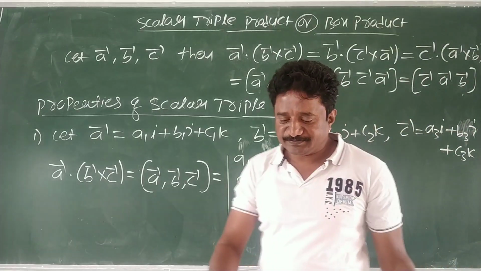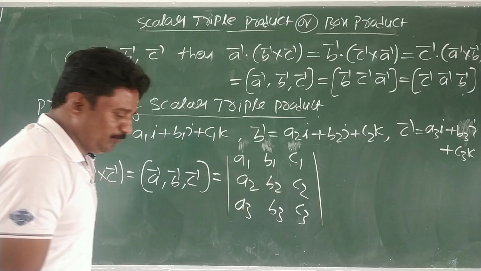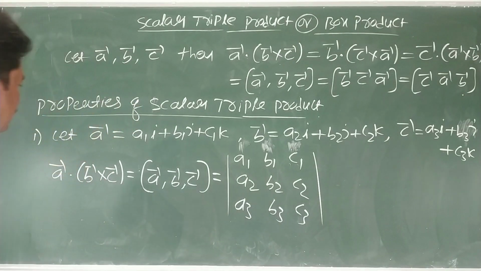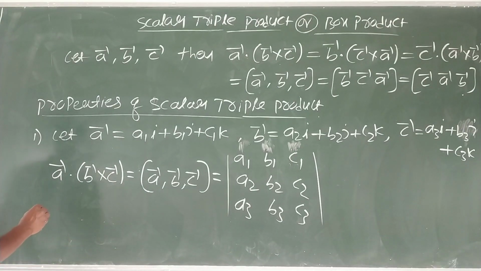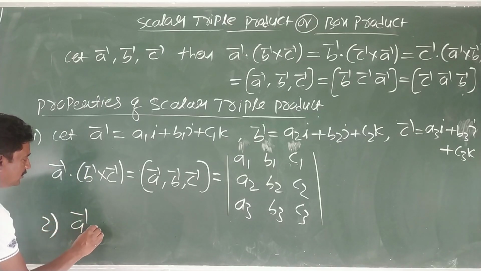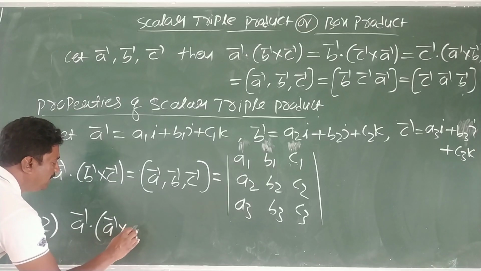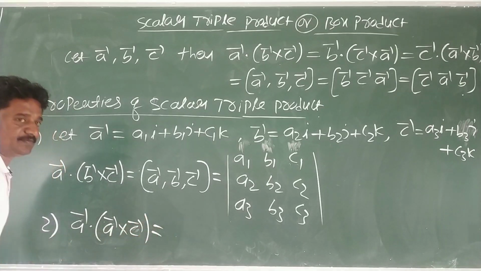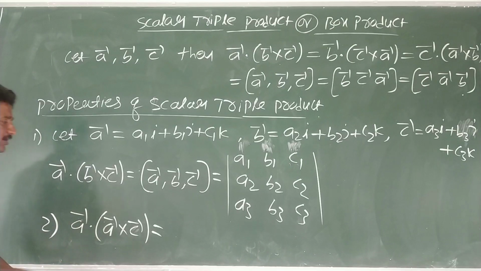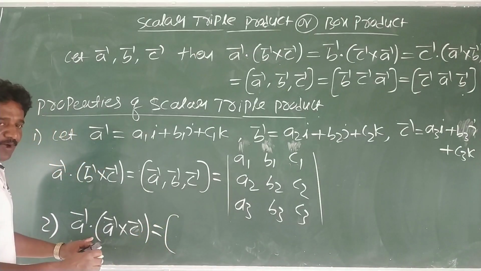Okay, students. Now one more property, property number 2. Suppose two vectors of a box product are identical, A dot A cross, so B or C, you take whatever you like. In this scalar triple product, how do you write this in the box?